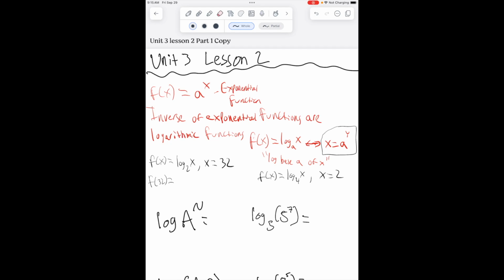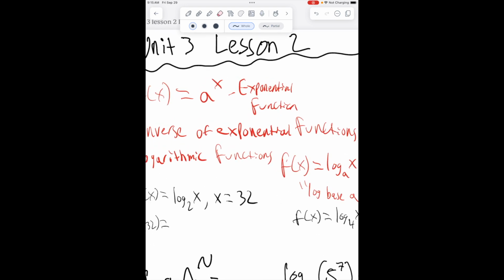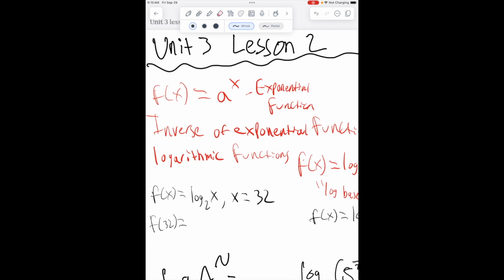Going to continue with logarithms. Okay, talking about logarithms. So logarithms are the inverse of an exponential function.